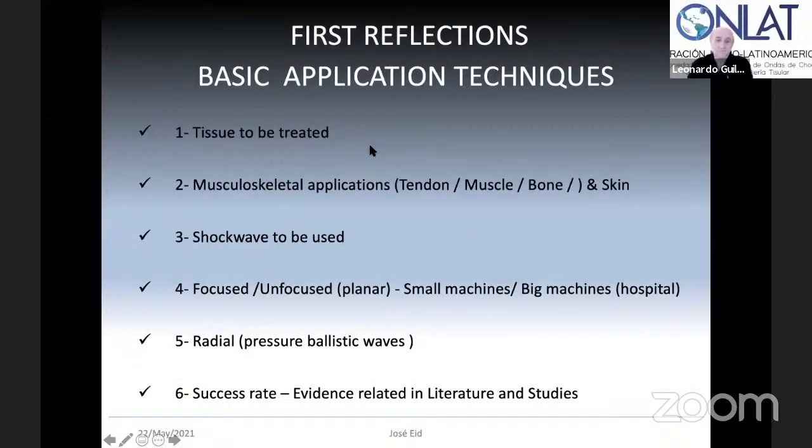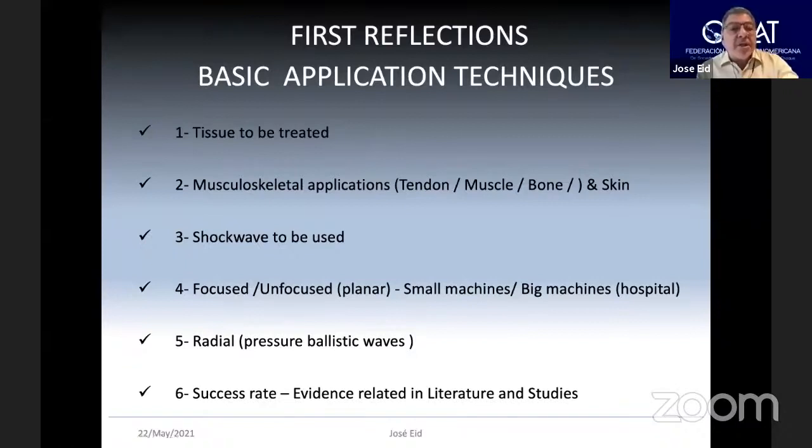Perfect. Our first thoughts about the basic application: we must know which tissue will be treated: tendon, muscle, bone, or skin. Which kind of shockwave generator will be used? Focus or a small or big machine. Normally, big machines need anesthesia and treatment at the hospital, or if we use a very small technology or pressure radio waves. And always we need to look for the evidence related in literature and studies.